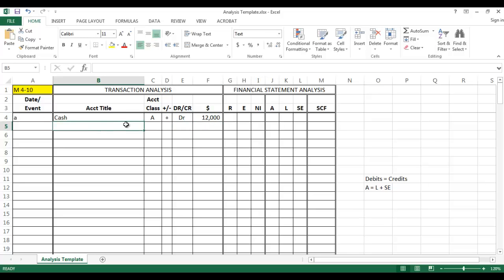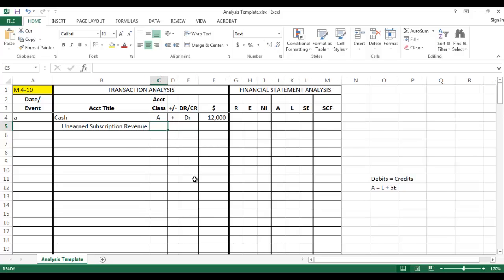And again, if we think back to our revenue recognition principle, we haven't earned anything yet. We haven't published any magazines. So what we need to book is unearned, we'll call it unearned subscription revenue. It's a liability, right? We owe subscription services to our customers. So we need to credit that for $12,000.